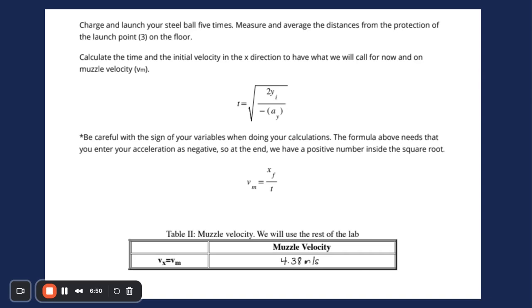Calculate the time and the initial velocity in the x direction, which we call for now the muzzle velocity. The time is t equals the square root of 2 times the initial y component over minus a of y. We have to be careful with the sign of our variables. The formula needs you to enter your acceleration as negative, so at the end we have a positive number inside the square root. The muzzle velocity is v of m equals x, our final position, over our time. We will use the result from the rest of the lab, which was 4.38 meters per second.